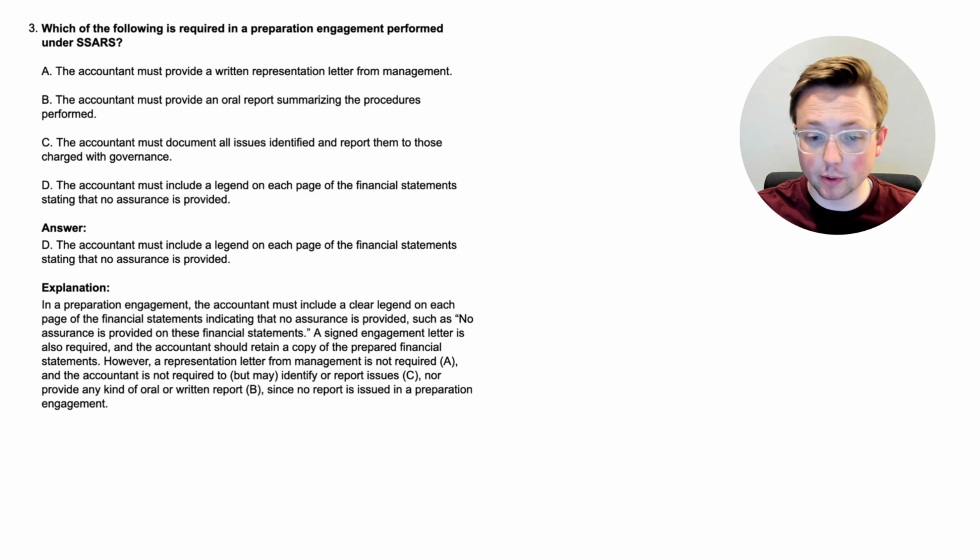So again, we learned 3 things there. They are required to have a legend saying that there's no assurance on each page. They're required to have a signed engagement letter, and they should retain a copy of the prepared financial statements. However, a representation letter from management is not required, and that was option A, and the accountant is not required to, but may, identify or report issues. So they may report significant issues if they notice them, but they're not required to identify and report them. And that was option C. And they also don't have to provide any kind of oral or written report, which was option B, since no report is issued in a preparation engagement.